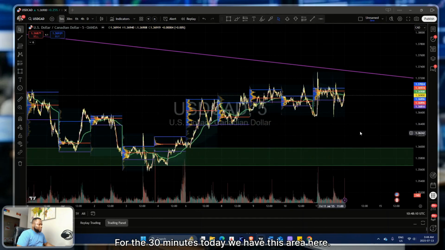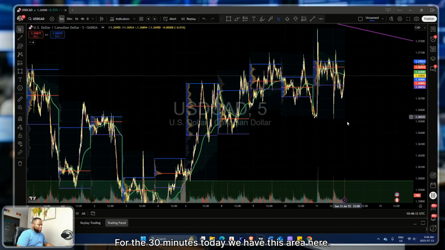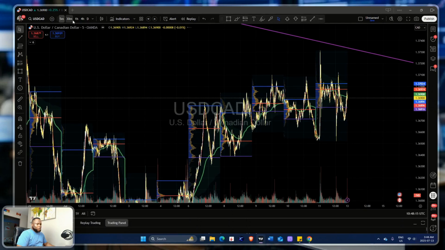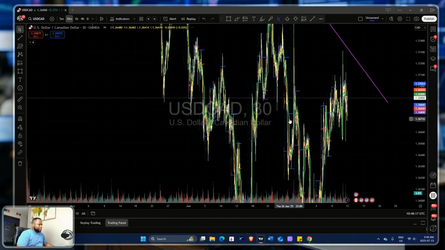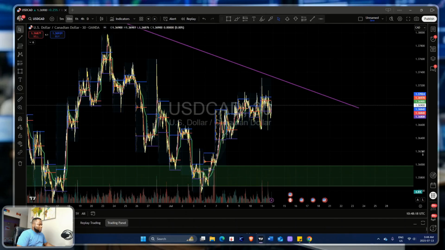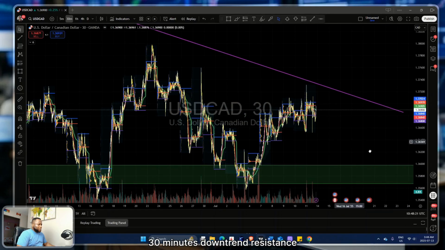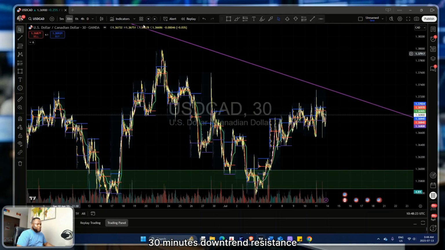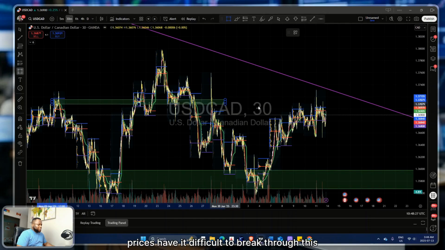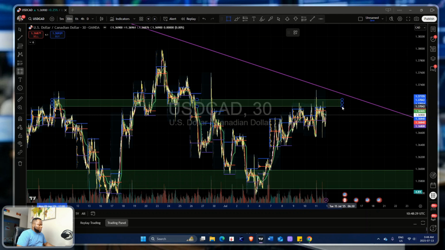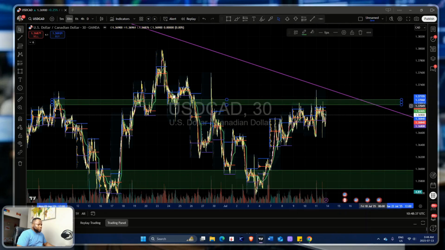For the 30 minutes today, we have this area here. 30 minutes downtrend resistance. Price is having it difficult to break through this zone. 137.04. It gets sold out each time price goes above this. It gets sold. So we have a resistance here.